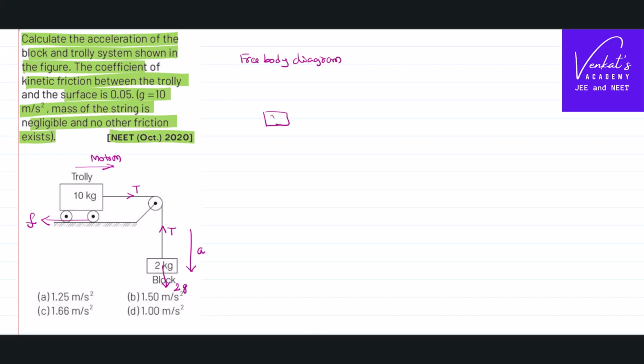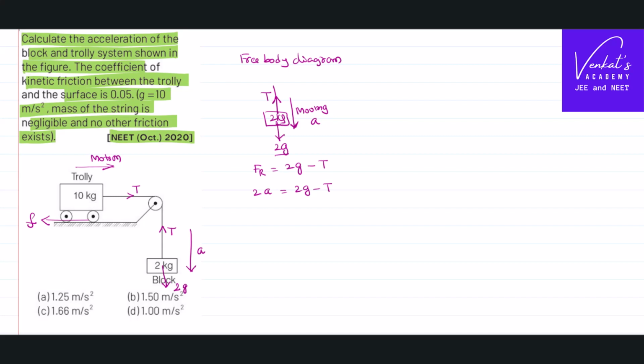The 2 kilogram mass, say for example. Weight acts in the downward direction, tension acts in the upward direction, and the entire system is moving downward with an acceleration A. So I can write F resultant, as the system is moving downward: force in the downward direction is positive, upward force is negative. F resultant is MA, that is 2A. 2A equals 2g minus T. That's the first equation I can write.